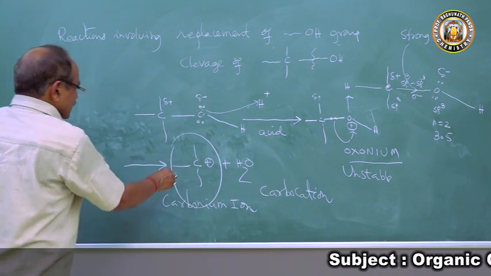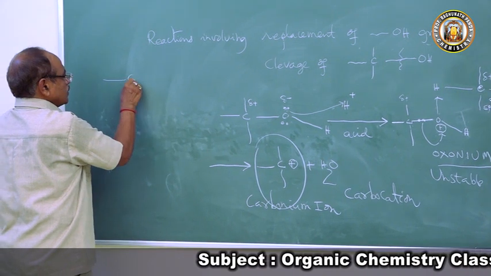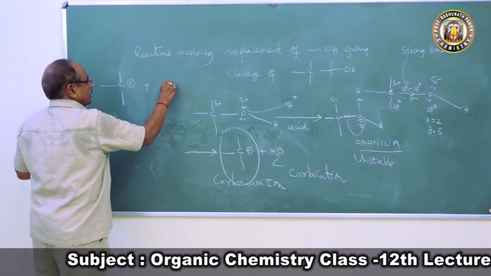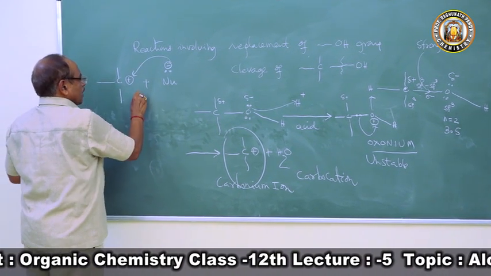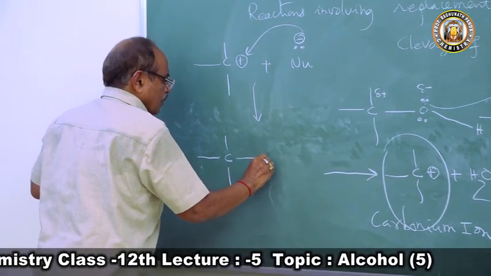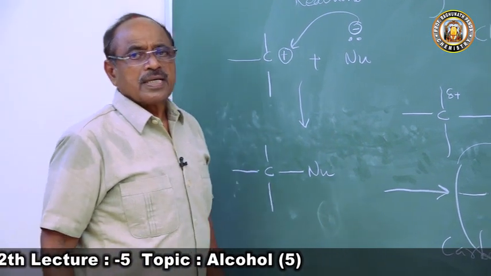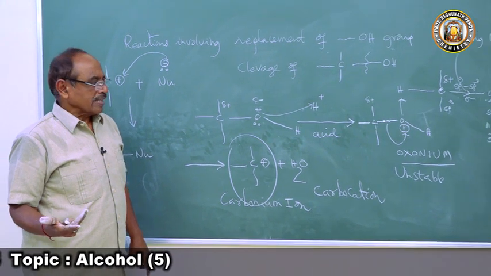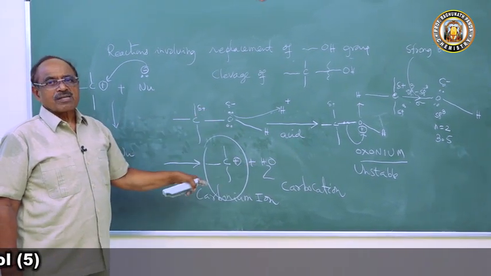Now what will happen? This carbonium ion is formed, with a positive charge. So now a nucleophile can attack the carbonium ion and it can form a product. So this reaction is called a nucleophilic substitution reaction. Alcohols undergo nucleophilic substitution reaction with elimination of a molecule of water in presence of an acid.